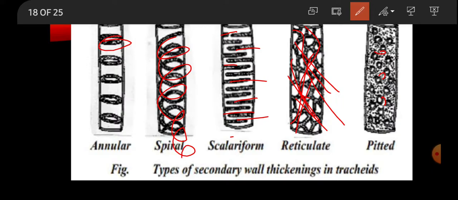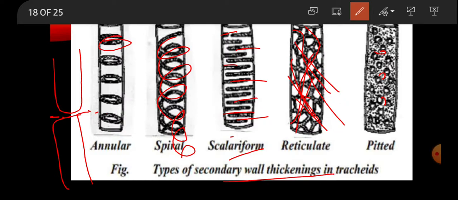A perforation plate is the region where vessels are connected to each other. This is one vessel, this is another vessel. They are connected to each other, and the region where they connect is called the perforation plate. They are also of many types. If a simple pore is present, it is called a simple perforation plate. A multiple perforation plate includes many pores and is called scleriform. These are not the secondary wall thickenings; I'm talking about the perforation plate.